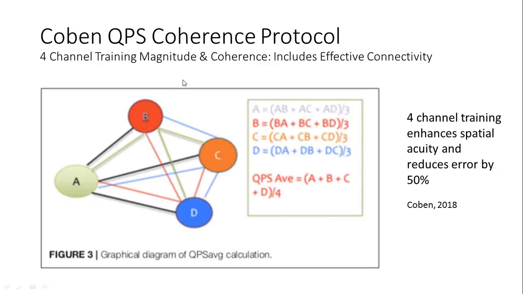And he's actually developed a coherence training method that includes effective connectivity. So he did research where he actually looked at 2-channel coherence training and 4-channel coherence training, and that's Coben et al. 2018. You can get it on the internet just by putting that in. And he found that it enhances spatial acuity and reduces error by 50%. So 50% improvement over 2-channel coherence training. We haven't seen that with amplitude, but we've seen it with coherence.